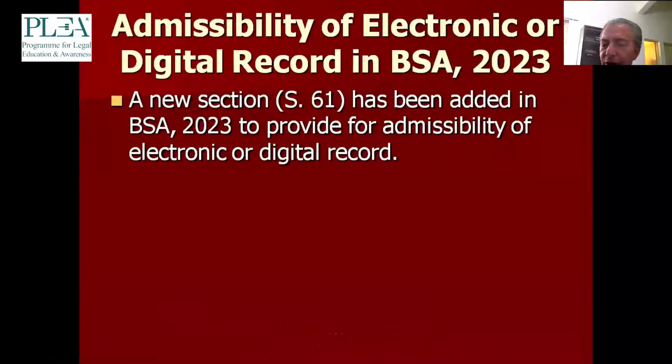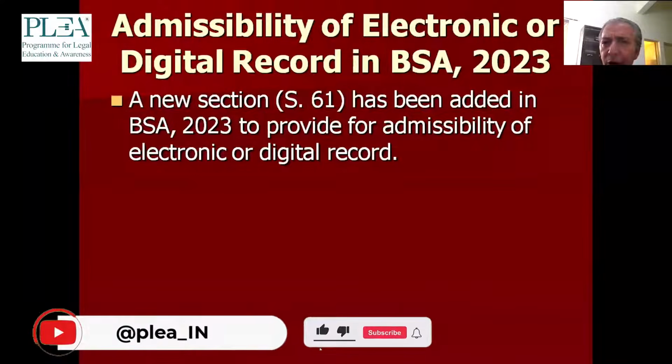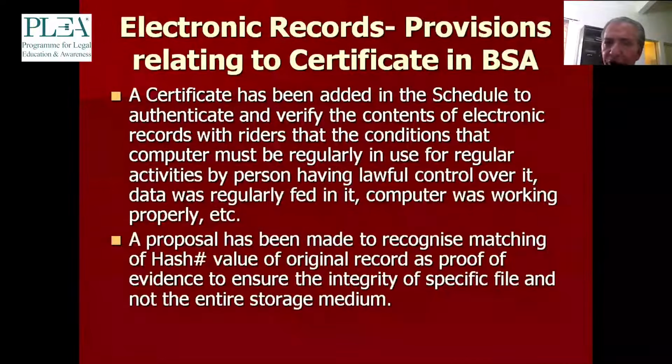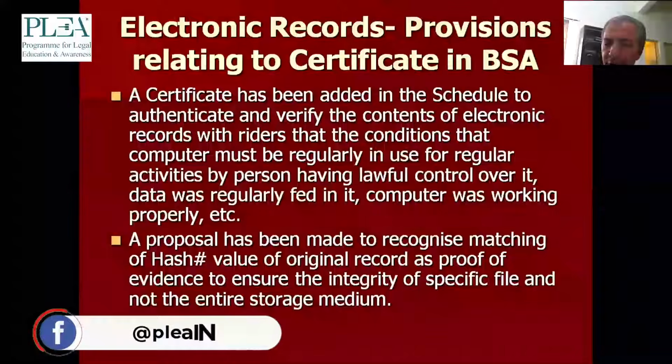This is new, and that changes a lot of contradictory case law, that earlier some high courts held that it is admissible, some high courts said it is not inadmissible. So all those older case law before 1st July has become irrelevant because of this new section 61. Now we see the electronic record, that is, provisions relating to certificate in BSA.